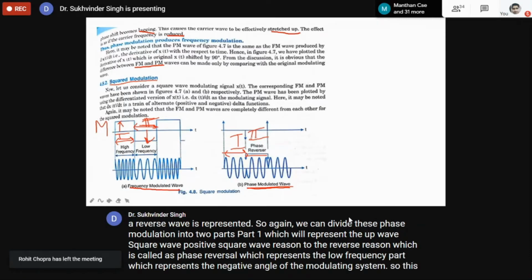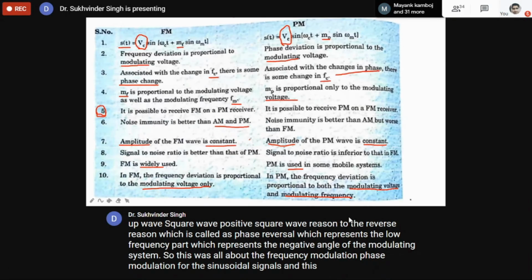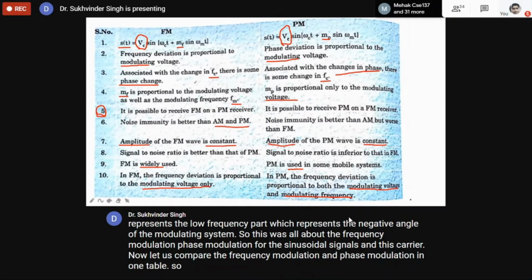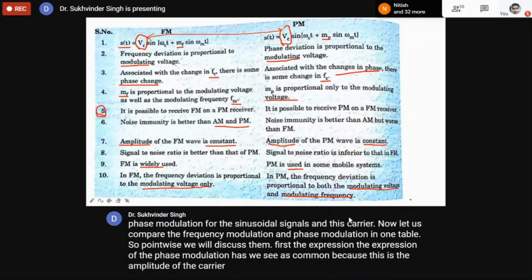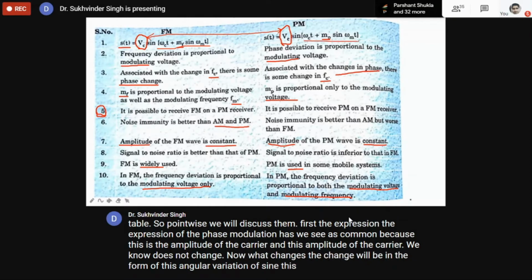So this was all about the frequency modulation, phase modulation for the sinusoidal signals and the square waves. Now let us compare the frequency modulation and phase modulation in one table. So point wise we will discuss them. First, the expression. The expression of the phase modulation as we see is common, because this is the amplitude of the carrier, and this amplitude of the carrier we know does not change. Now what changes? The change will be in the form of this angular variation of sine.